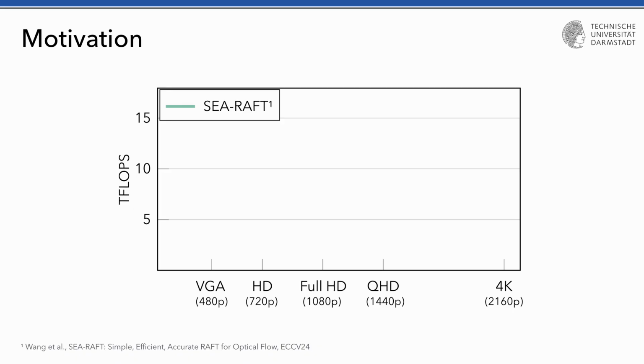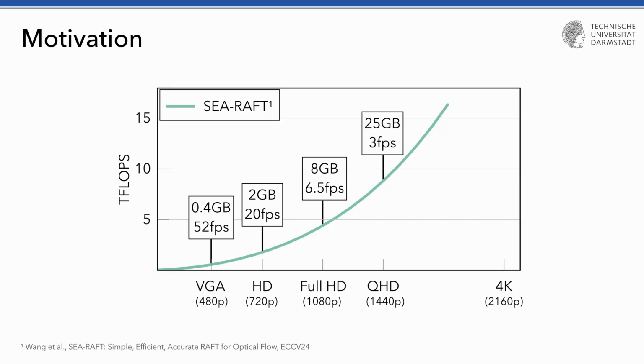When plotting the required compute operations at various input resolutions for state-of-the-art methods like CRAFT, we can see a steep increase in compute operations when increasing the resolution. The same trend can be observed when measuring the required memory and inference time. As we can see, when we go from HD to Full HD, which doubles the number of pixels, we require 4 times more memory and 3 times more inference time. Due to this reason, running most methods on high-resolution images is currently not feasible without downsampling them.